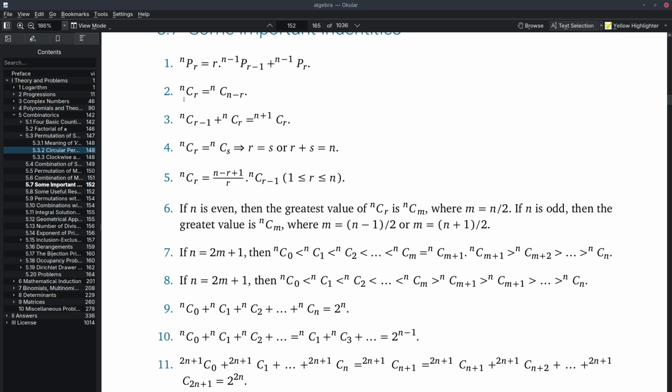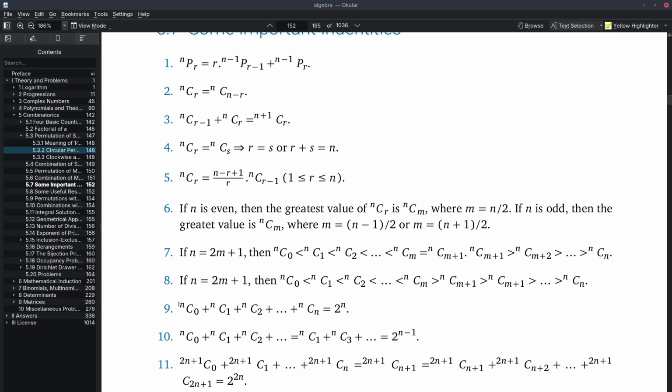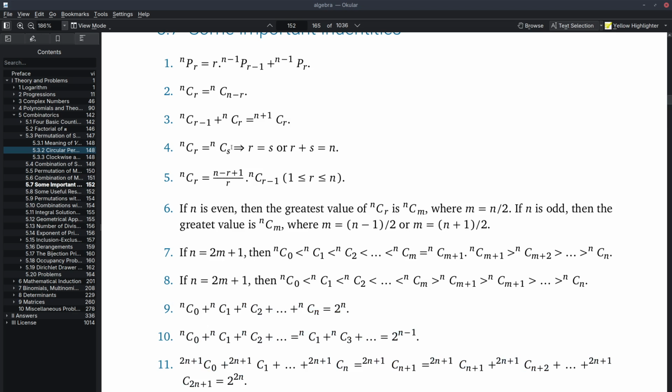I would suggest you to pause the video, write these down, and then try to verify as many as you can. Some formulas have come from binomial theorem like number 9, number 10, and 11. These have come from the binomial theorem. We will study these when we reach binomial theorem. So explaining these is not going to work at this moment.